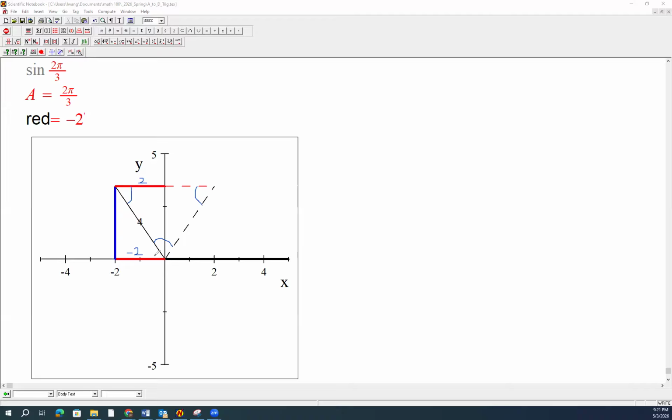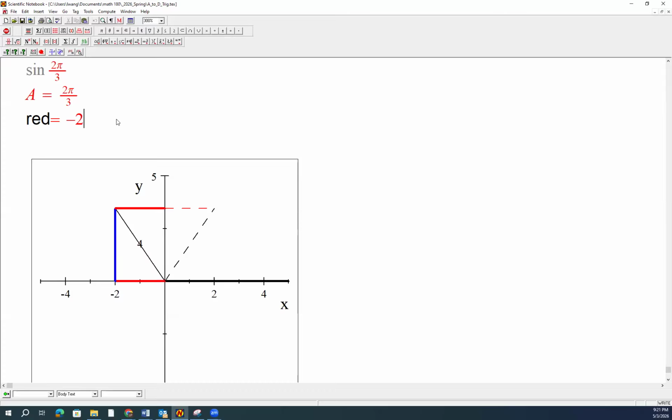So red is -2. Ideally I should write it as a red number. -2, perfect. The blue is positive. R is 4. By this time, we need to find sine 2 pi over 3. We need the blue. So how do we find the blue? I have to erase that -2 because otherwise it's going to shift. But we got red equals -2, r equals 4.